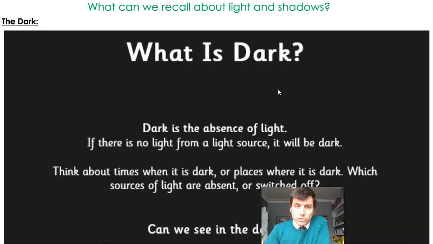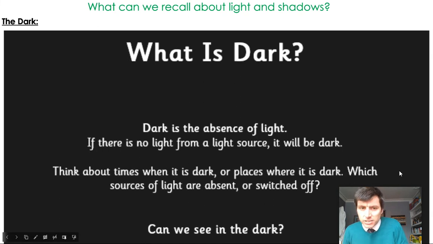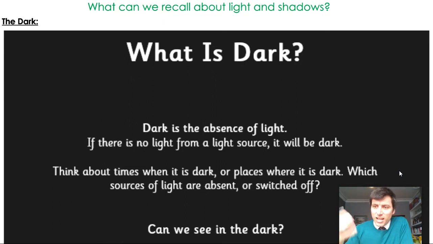Okay, so that's our light sources. Now, our monkey's going to help us, our gorilla, should I say, sorry, he's going to help us in a little bit when we're thinking about this question. What is dark? Now, dark is the idea that there's no light, the absence of light. If there's no light from a light source, such as the sun, such as a torch, such as a lighthouse where the bulb is emitting light, it'll be dark. Now, if it's dark, what would make it light?